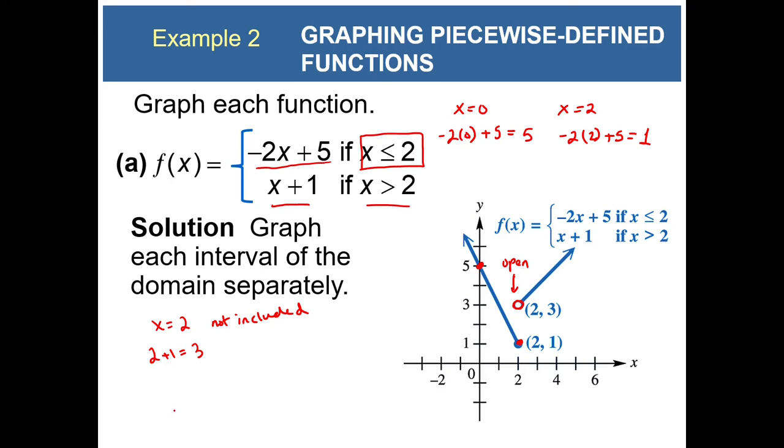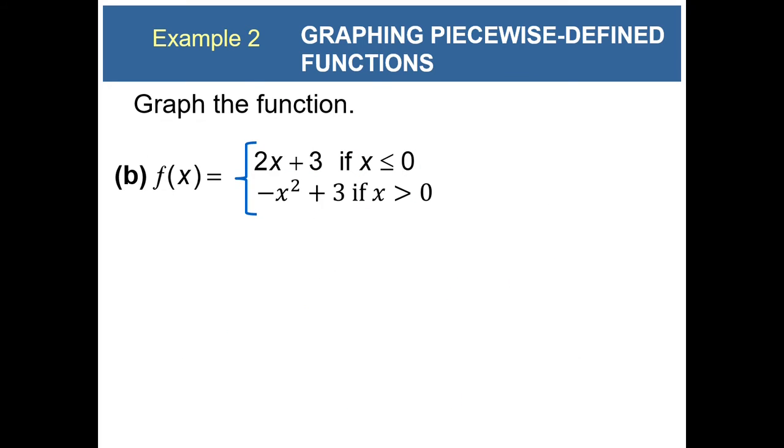Then we'll pick other points to the right side. Let's say x equals 4. That's an easy point to calculate. 4 plus 1 gives us 5. And we have the point 4, 5 here. And I know x plus 1 is also a line, so we really only need 2 points, and that completes our graph. If you look at it carefully, it is continuous from negative infinity to 2. I'm going to use a bracket because it includes 2. And we're going to say it's also continuous from 2 to infinity.